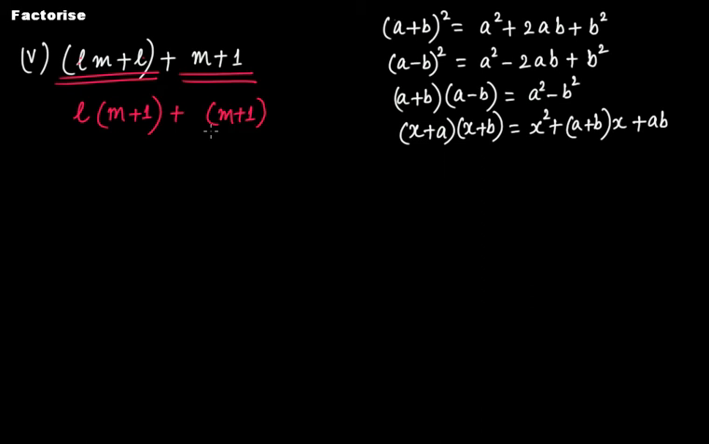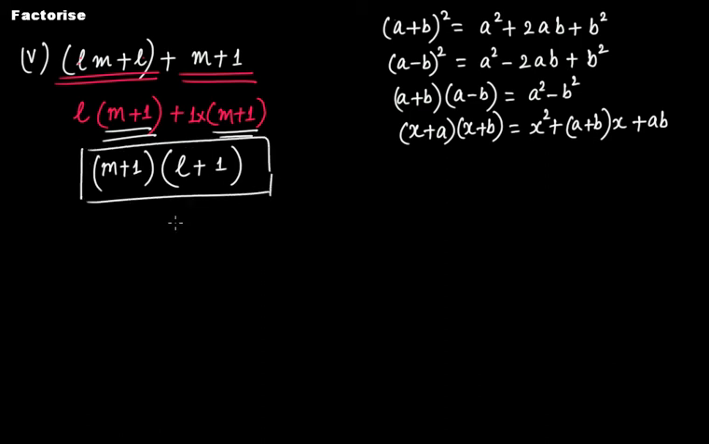Now m plus 1 means what? 1 multiplied by m plus 1. Okay, so in this term that is L multiplied by m plus 1, and in this term that is 1 multiplied by m plus 1. M plus 1 is a common factor in these two terms. Let's take this common factor, and then this is L plus 1, the distributive property of multiplication over addition. Therefore, can you further break it down? No, this is the irreducible factor form of this algebraic expression. Therefore, this is a factorization of this algebraic expression.